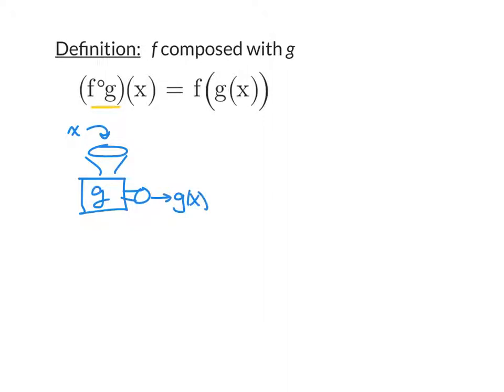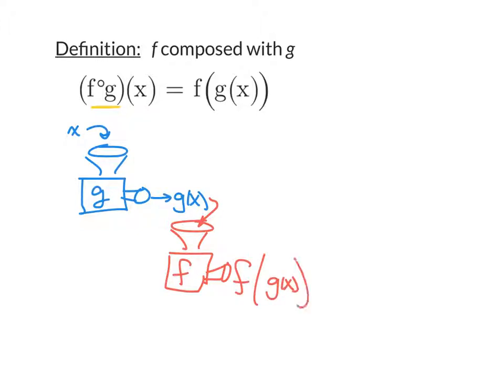Now, when we're taking the composition of functions, what we're doing is creating this chain of two function machines in a row. The first function machine is g, and we're going to take x and plug it into g first, and get out g of x. Then I'm going to take g of x and plug it into my new function f. And what we'll get out is f of g of x.